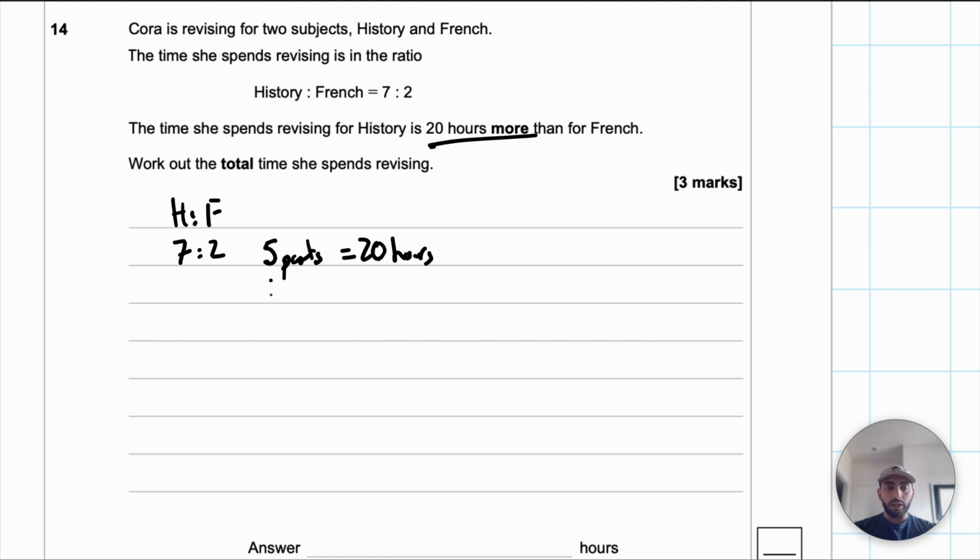Let's find out what one part is. I divided by 5 here, so I'm going to divide by 5 there. 20 divided by 5 is 4. So each part is worth 4 hours. We're trying to find the total time that she's spending. There's 7 and 2, so there's 9 parts altogether. We're multiplying by 9, so 4 times 9 is 36 hours.